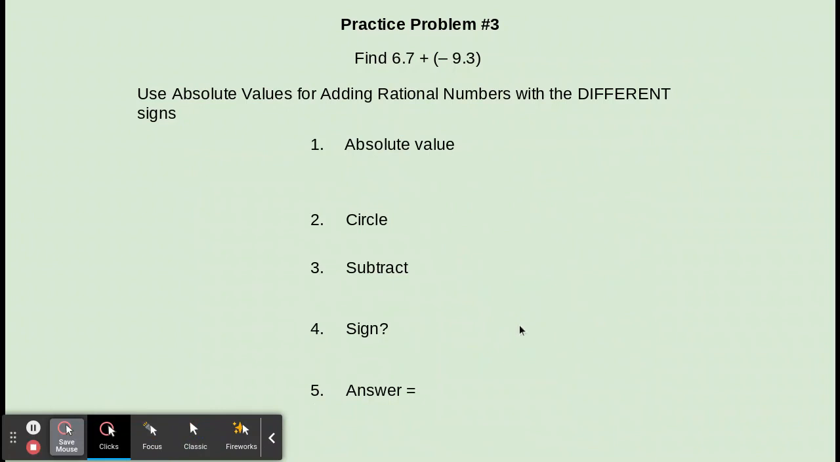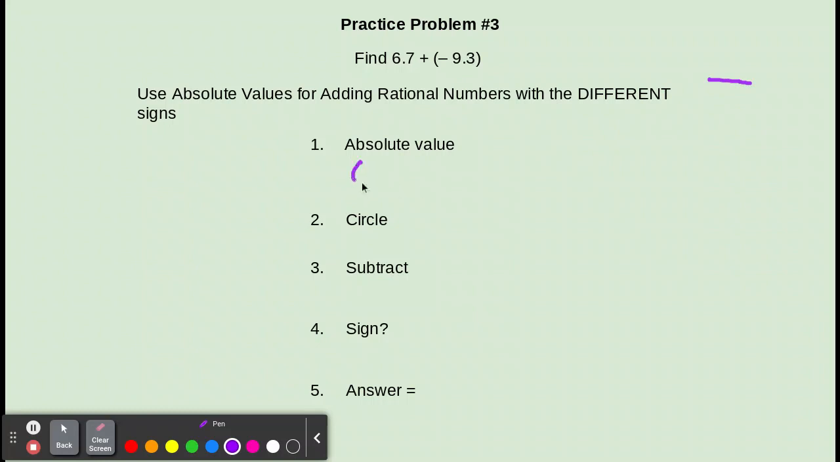Okay, practice problem number 3. This is using absolute value, but with different signed numbers. We have a positive 6.7 and a negative 9.3. Remember, different signs, we're going to subtract. First step, absolute value of each. We're going to circle the larger absolute value and make note of the sign.